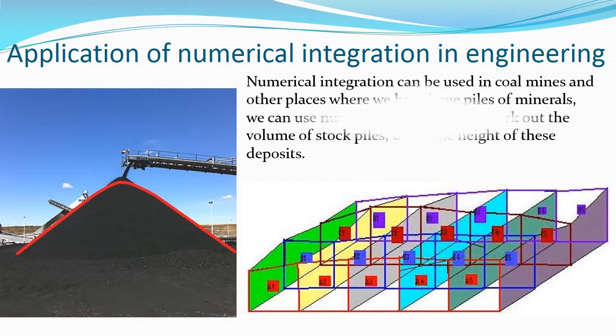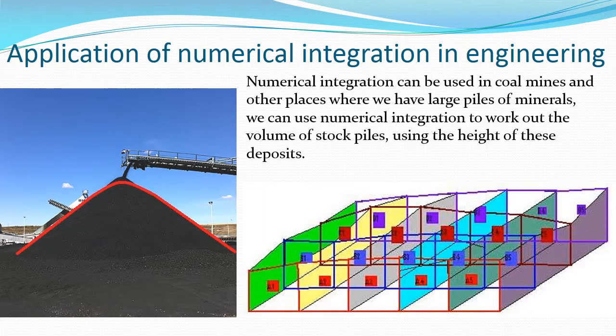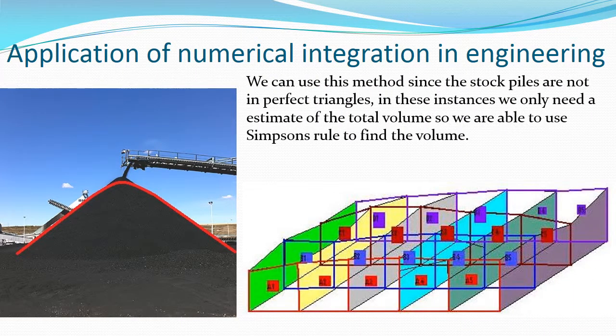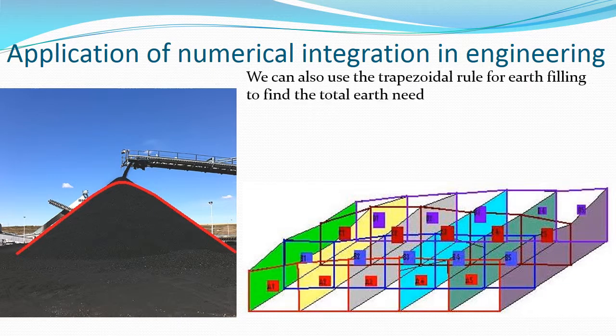Numerical integration can be used in coal mines and other places where we have large piles of minerals. We can use numerical integration to work out the volume of stockpiles using the height of these deposits. We can use this method since the stockpiles are not perfect triangles, and in instances we only need an estimate of the total volume, so we are able to use Simpson's rule to find the volume.